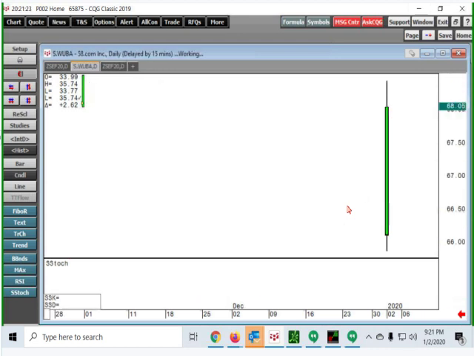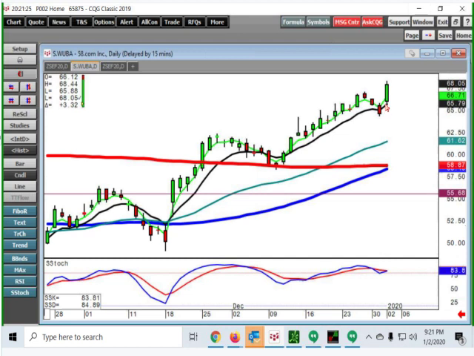WABA, look at your J-hook pattern starting off with a kicker signal. Just that double confirmation that there's going to be more upside.